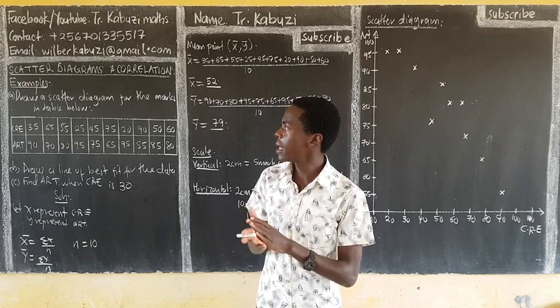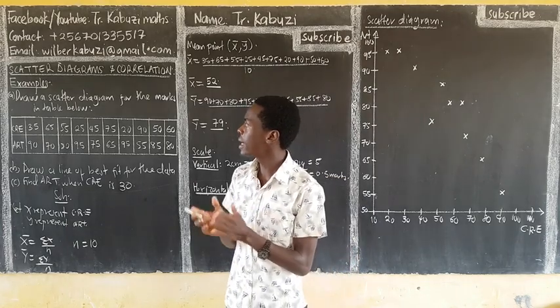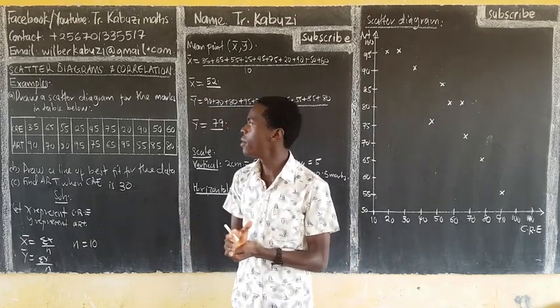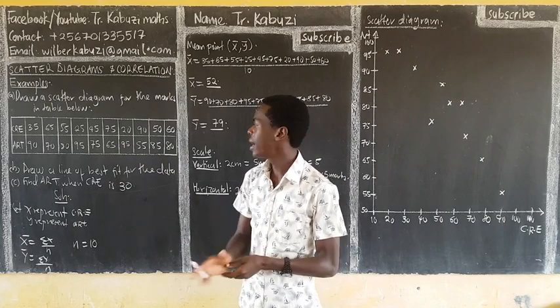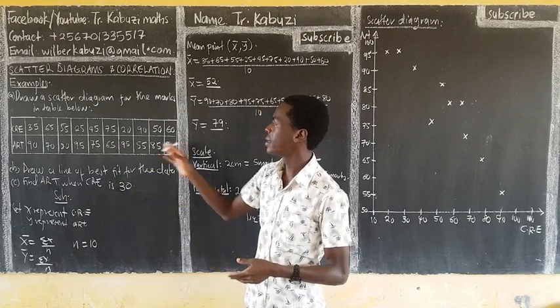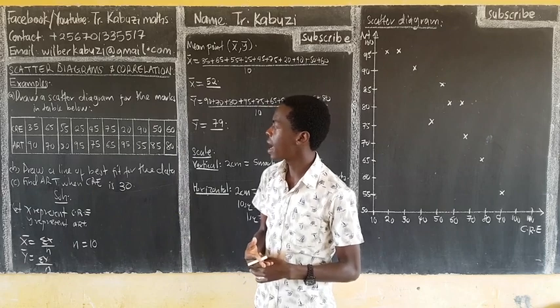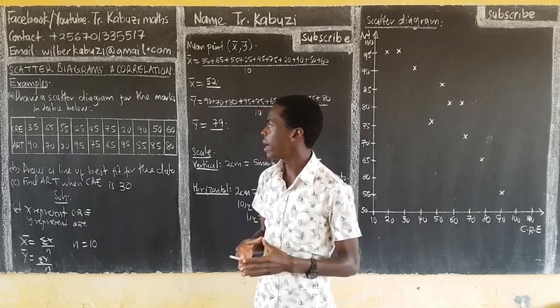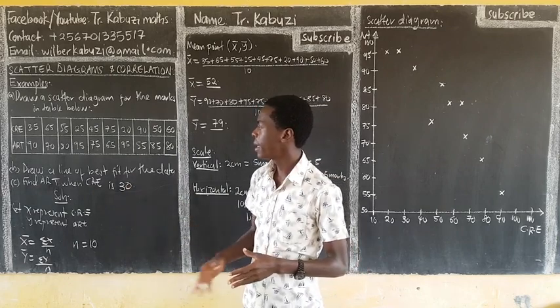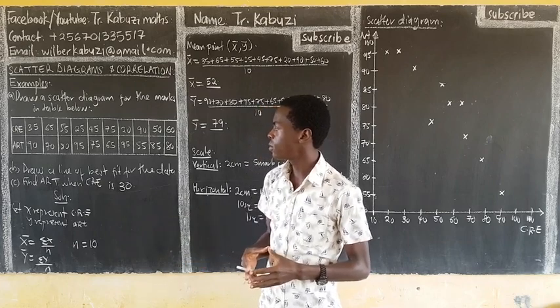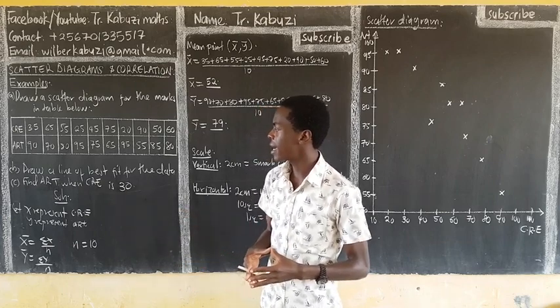Now, in this question they are asking us to draw a scatter diagram for the marks in the table below. They are giving us here English and then the Accounting marks, as you see there. Then part B, draw a line of best fit for the data. And then in part C, find the accounting mark when English is 30.